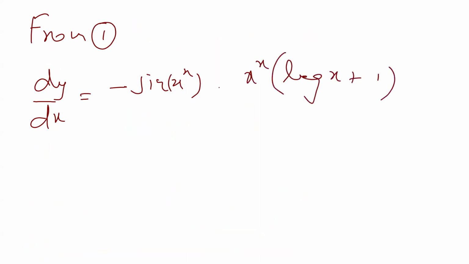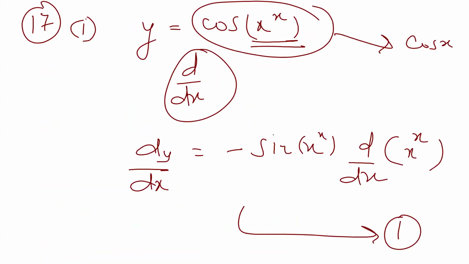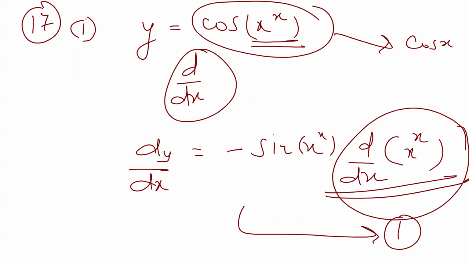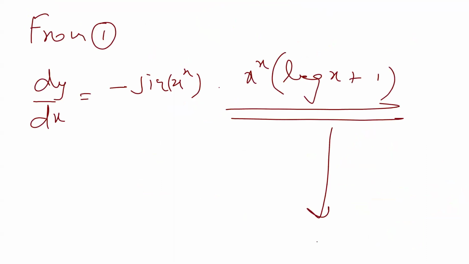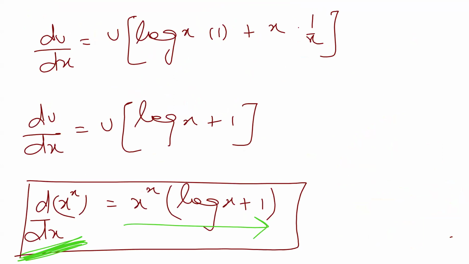So I'll tell you what I've done. We calculated this part, right? So here we are resubstituting the value of d by dx of x raised to x. Remaining parts will remain the same. Okay. So this part is d by dx of x raised to x. That I have substituted from the previous slide, since we got the value of it.